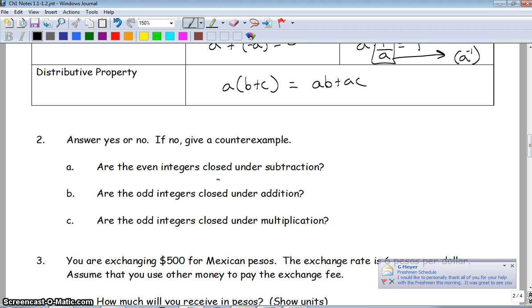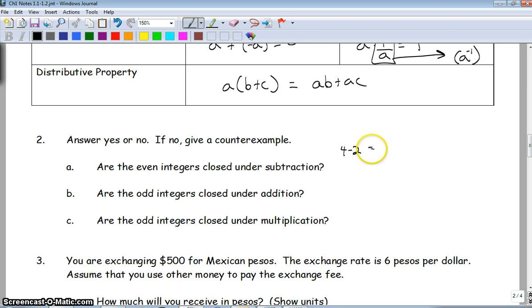So let's see. We can do 4 minus 2, and I get 2. So I have an even, and I got out an even. So that works. However, we have to check the negatives too, because we're talking about integers here. What about negative 2 minus a negative 4? That's negative 2 plus 4, or 2. So I have another even, even, even.